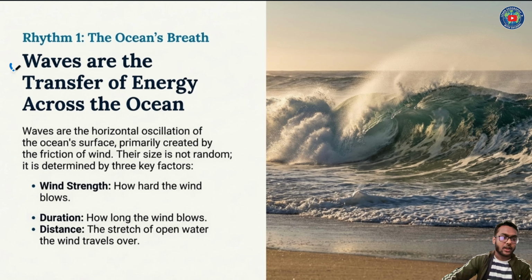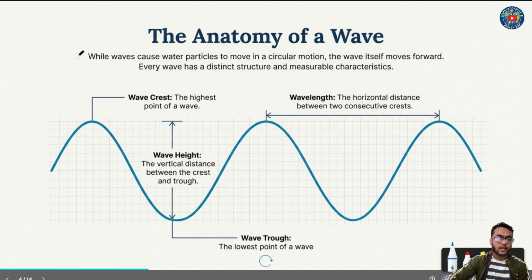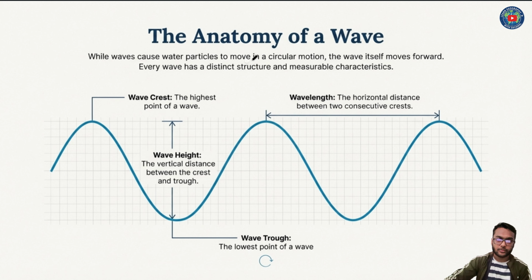First of all, the waves. Waves are the transfer of energy across the ocean. Waves are the horizontal oscillation of the ocean surface, primarily created by the friction of wind. Their size is not random. It is determined by three key factors: wind strength, how hard the wind blows; duration, how long the wind blows; and distance, the stretch of open water the wind travels over. While waves cause water particles to move in a circular motion, the wave itself moves forward.